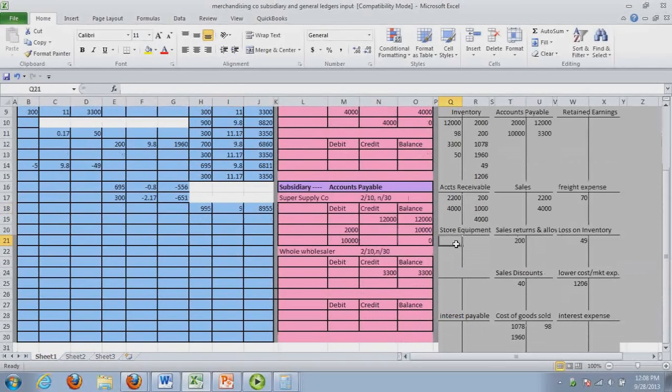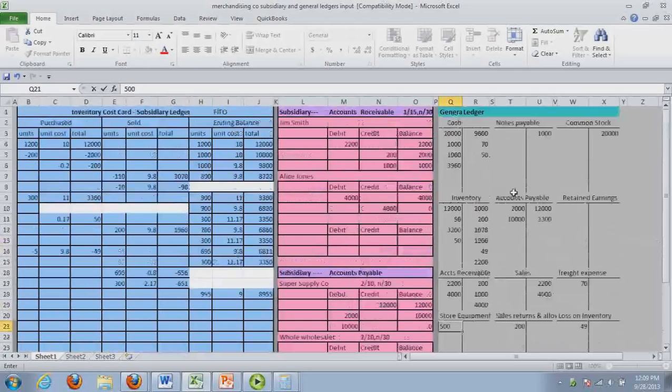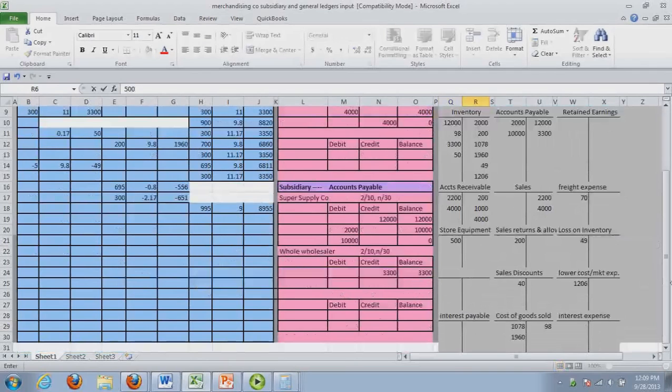Oops, guess what I forgot to do? I didn't record the purchase of store equipment in the general ledger, so we'll throw that in. And like I say, I'll make sure the next clip we've definitely picked up everything in the general ledger, because we will deal with trial balance and the income statement balance sheet. And then there's interest payable.